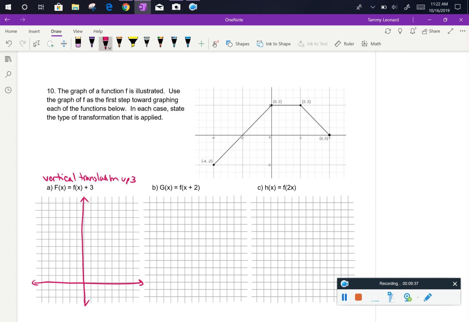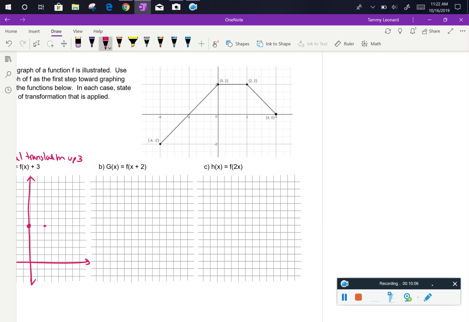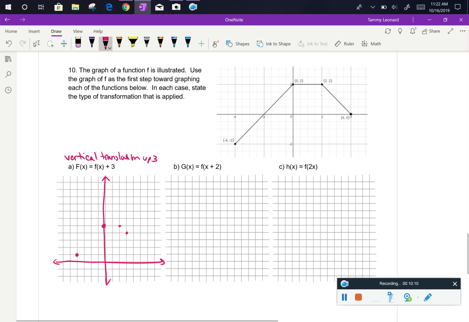So the point (-4, -2), if it moves up 3 spaces, will be where? (-4, 1). The point (0, 2), if it moves up 3 spaces, will be where? (0, 5). The point (2, 2) will be (2, 5). And the point (4, 0) will be (4, 3). Now, because the scale in the image that was given to me is different than my scale, it looks like I changed that graph a lot, but it's just a scale issue. Is everybody okay with that?